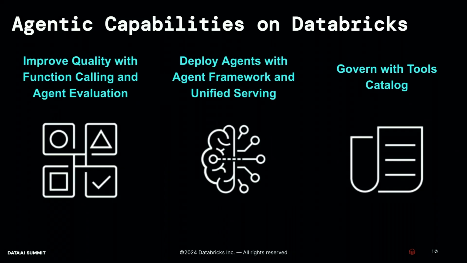Right, next, I want to talk about three key capabilities that we have launched this week that make it easy to author and deploy agents on Databricks. Firstly, we have function calling that improves the quality of agents. Secondly, we are making it simple to deploy agents on Databricks through Agent Framework. And thirdly, we are extending the concept of governance to also include tools. Let's look at each of these in a little bit more detail.